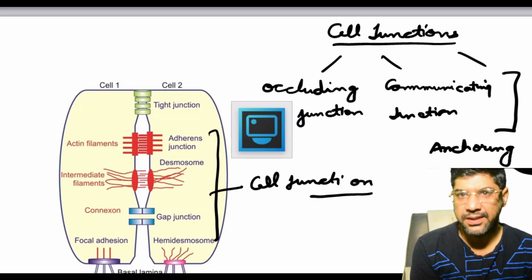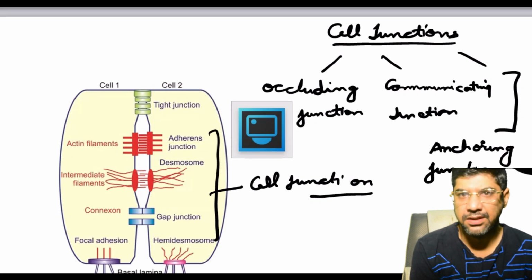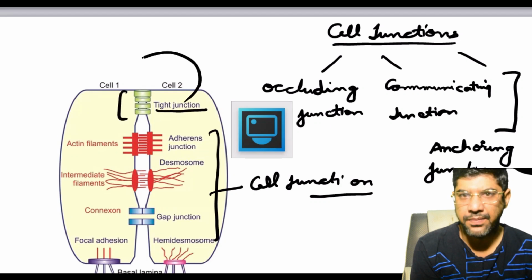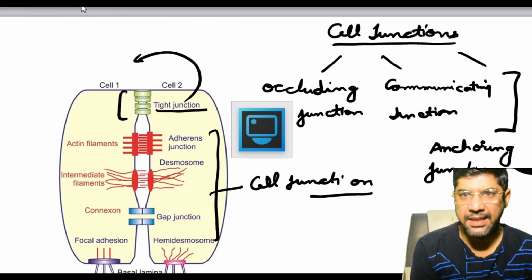The first is the occluding junction. The other name of occluding junction is tight junction. So what are these tight junctions? These are the junctions present between the intercellular spaces, preventing exchange of substances. Essentially, they act as a seal that prevents molecules and ions from passing freely between the cells. What is the other name of tight junction?